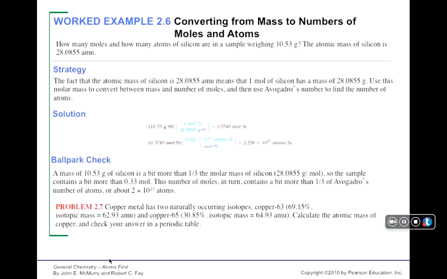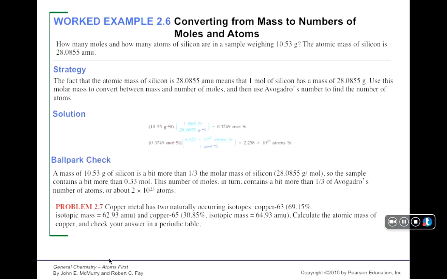We talked a bit about how we do these conversions now that we have basically two conversion factors, right? We know that a mole of anything has Avogadro's number of that thing. So a mole of donuts has 6.02 times 10 to the 23rd donuts. We also know now that a mole of any particular element has the mass that's listed on the periodic table.